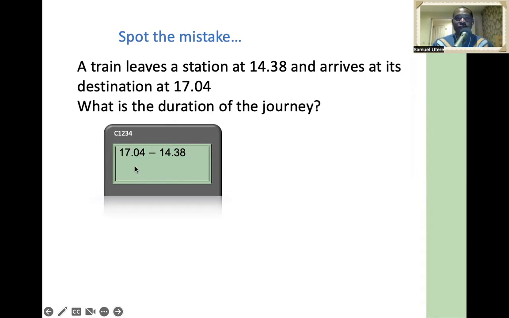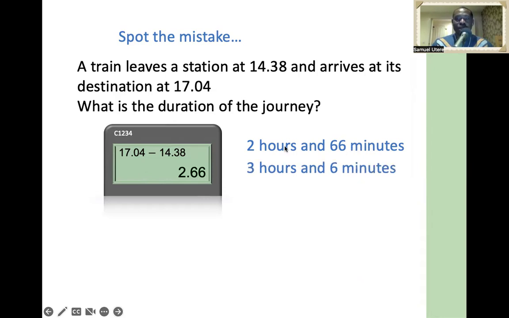Now, here is what I did with a calculator. And I got the answer 2.66. But I said, okay, if my answer is 2.66, I'm going to now convert 66 minutes, because my assumption is that 0.66 represents 66 minutes. So I'll say, okay, let's convert 66 minutes so that we have, well, we know 60 minutes is equal to 1 hour. So altogether, this is 3 hours, 6 minutes.